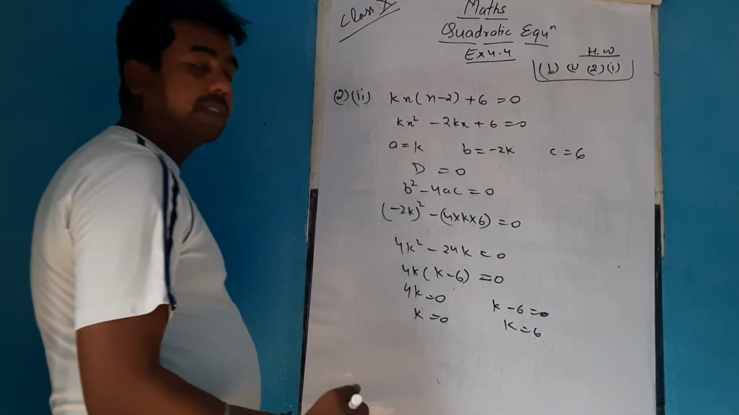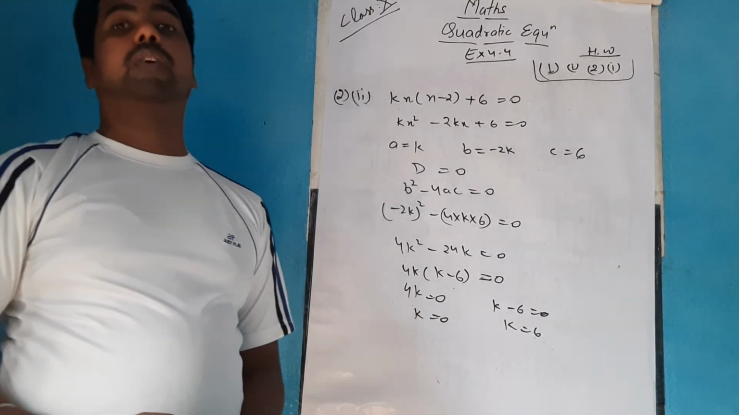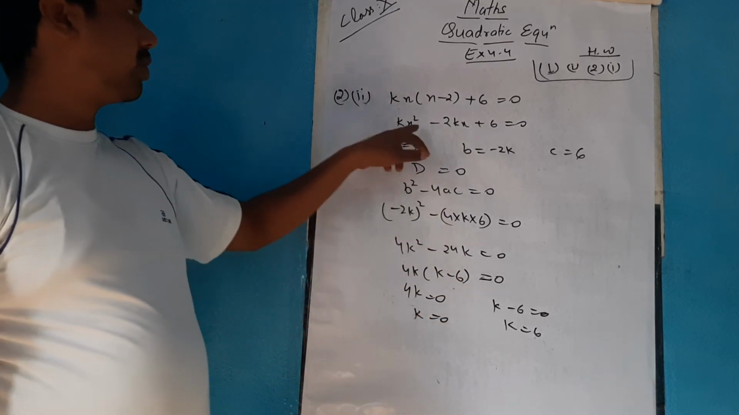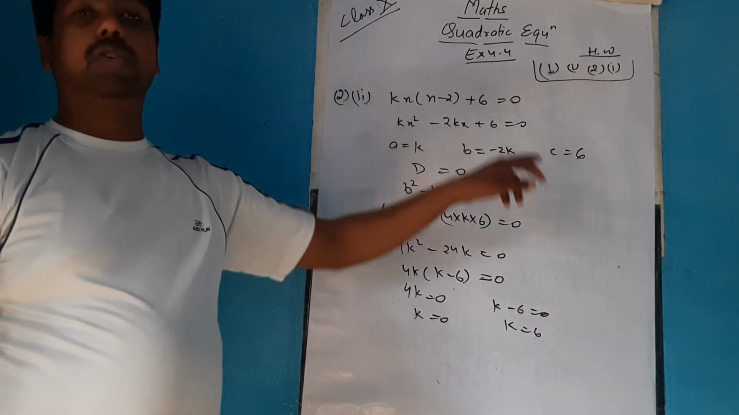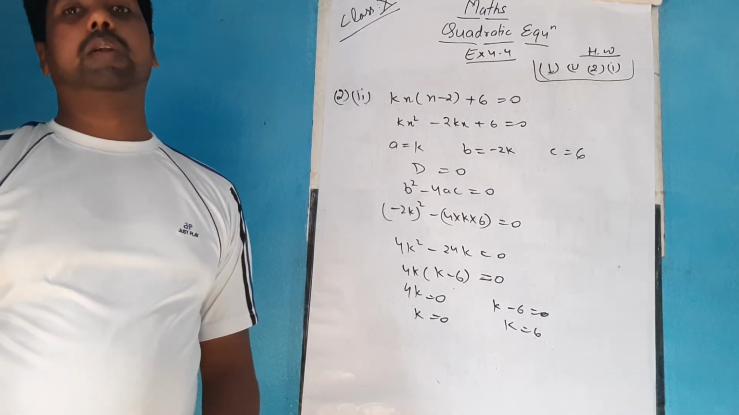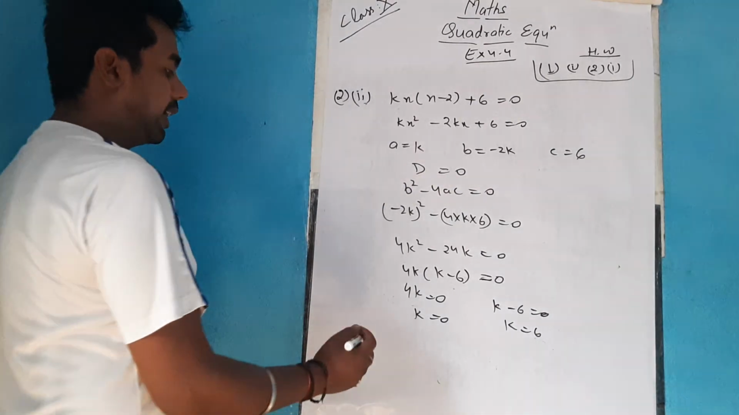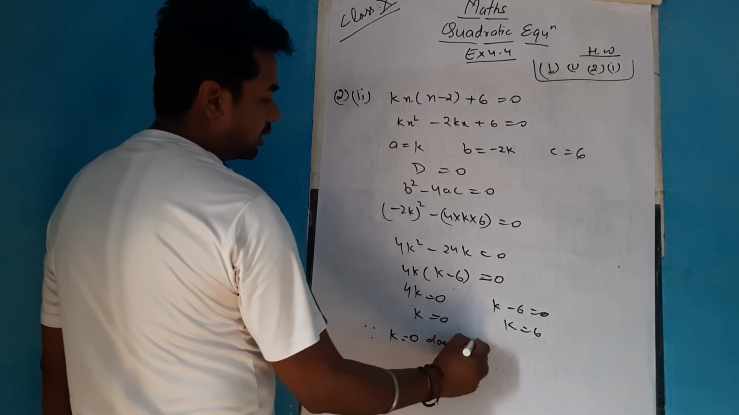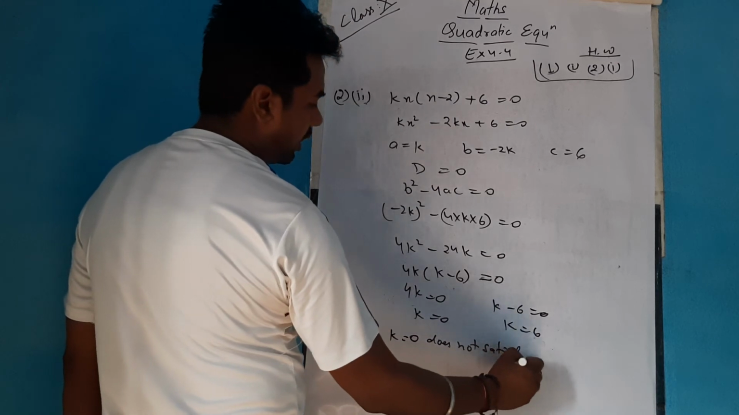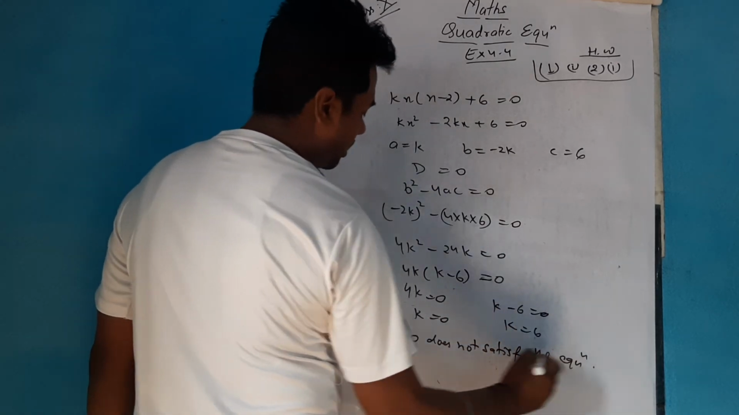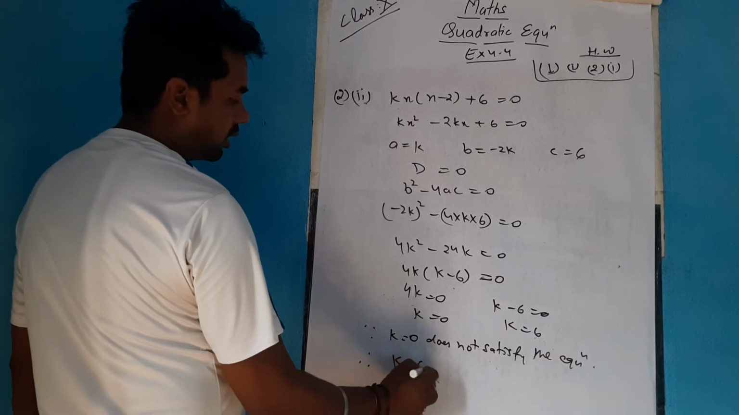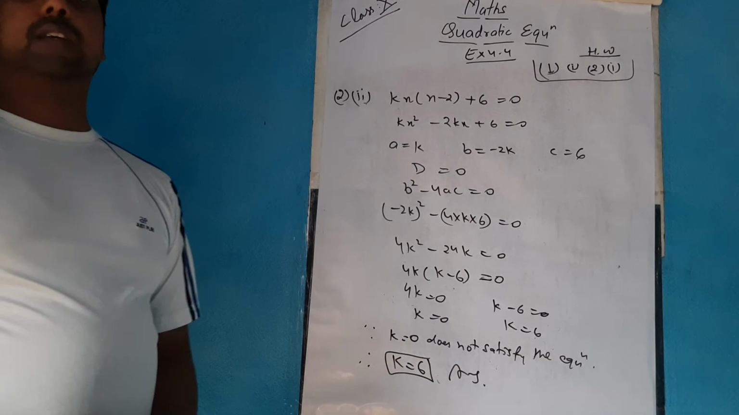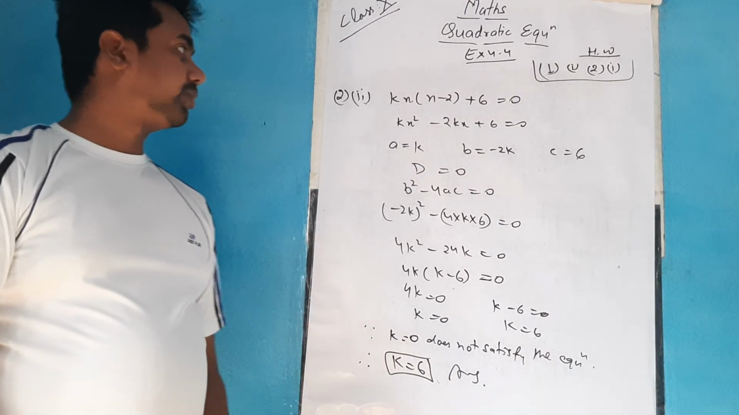Now in these two values, we'll see which of the following values can satisfy the quadratic equation in our equation. When you take the value of k as 0, this part becomes 0, this part becomes 0, you are left with 6 only, and that won't remain quadratic now. So you will write it as, since k equals to 0 does not satisfy the equation, therefore k equals to 6 is your answer. So your final answer will be k equals to 6.